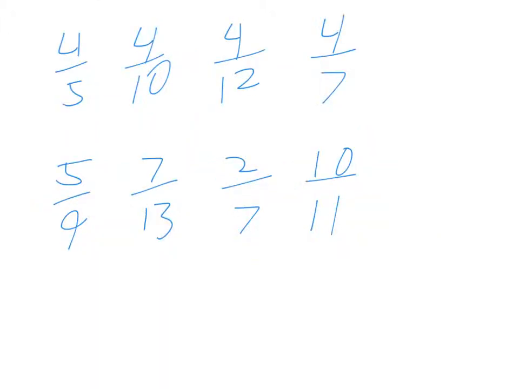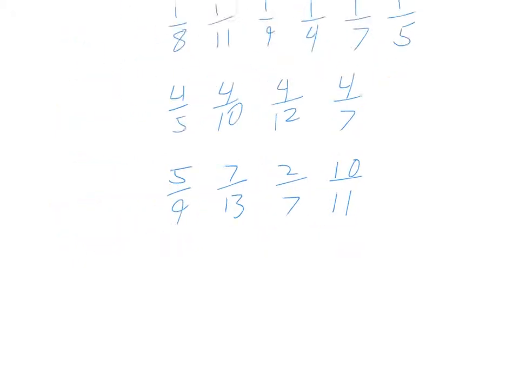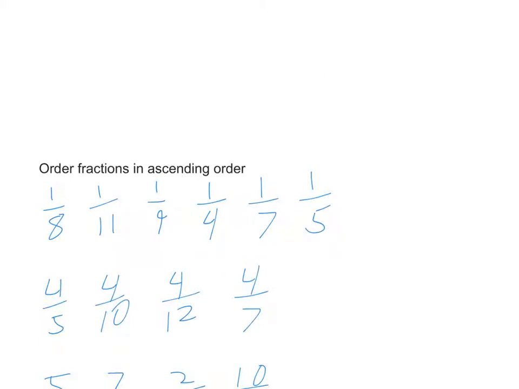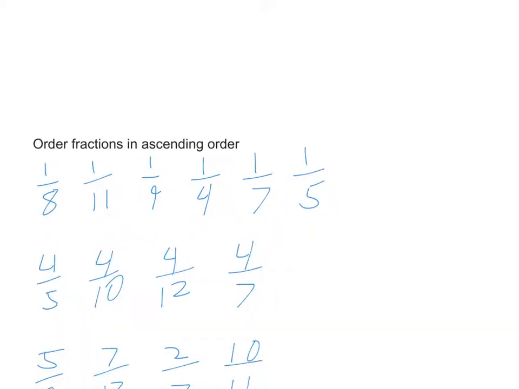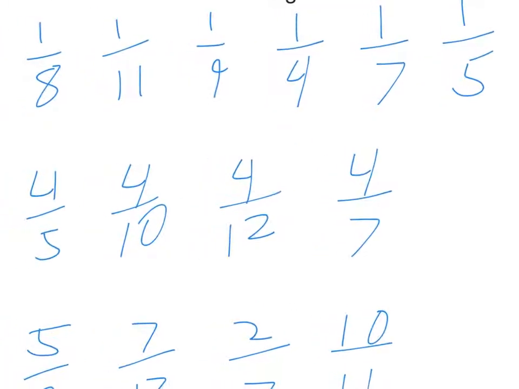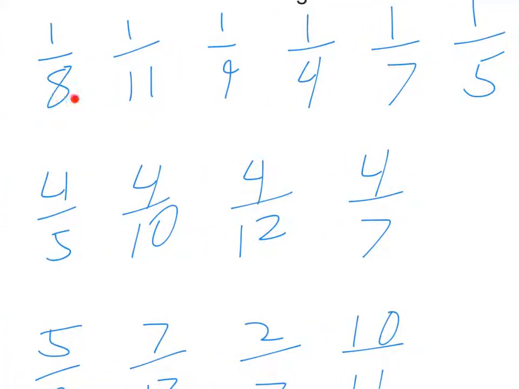Finally, we end here on, there we go. We want to order fractions in ascending order. I'm going to just write these over to the side. Now I'll find a spot to write them. So let's zoom in here, just focus on this top row. 1/8, 1/11, 1/9, 1/4, 1/7, 1/5.